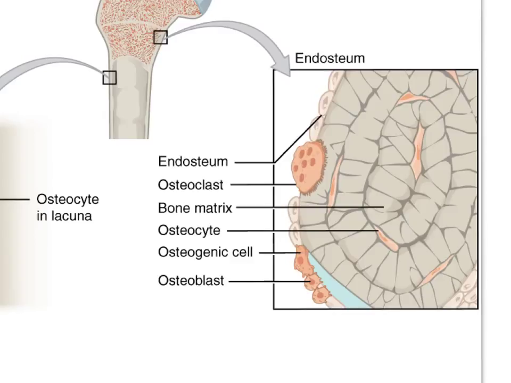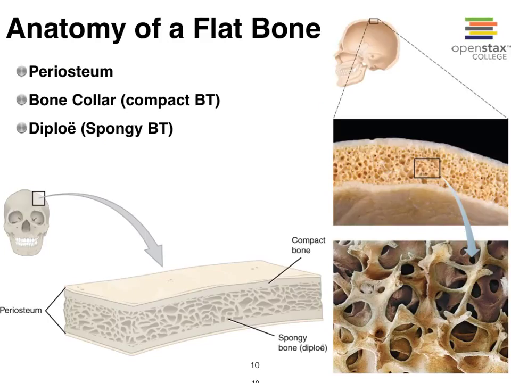Your osteoclasts, remember, break down bone tissue, and so they're more like macrophages. They're always like, where's that bone tissue? I'm going to chew it up, right? So we'll learn more about that. So those are your two layers.